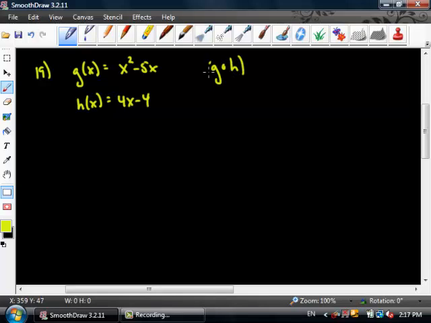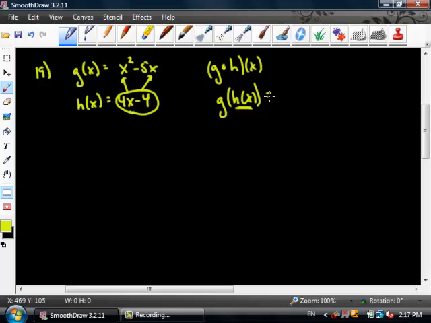So let's try a different one here. Let's try number 19. 19 is a composition of functions. g of x is equal to x squared minus 5x, and h of x is equal to 4x minus 4. Now, they are asking you to find g of h of x. Remember, I told you guys to switch that notation into g of h of x. That way, I feel it's easier to identify which one's on the inside. In this case, h is on the inside, which means h is going to go into here and into here.